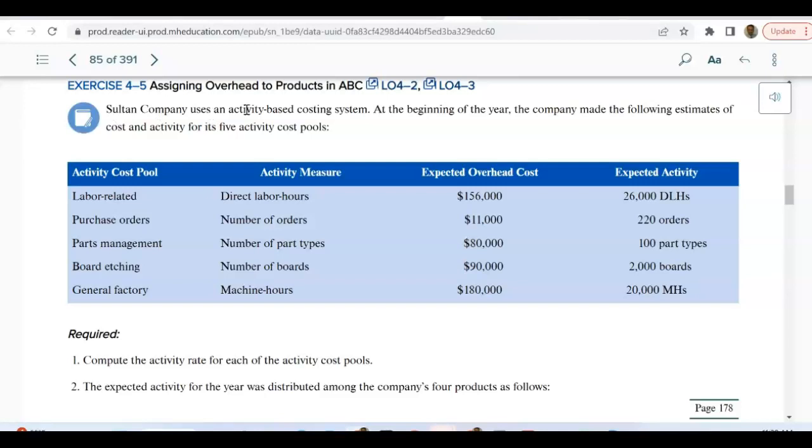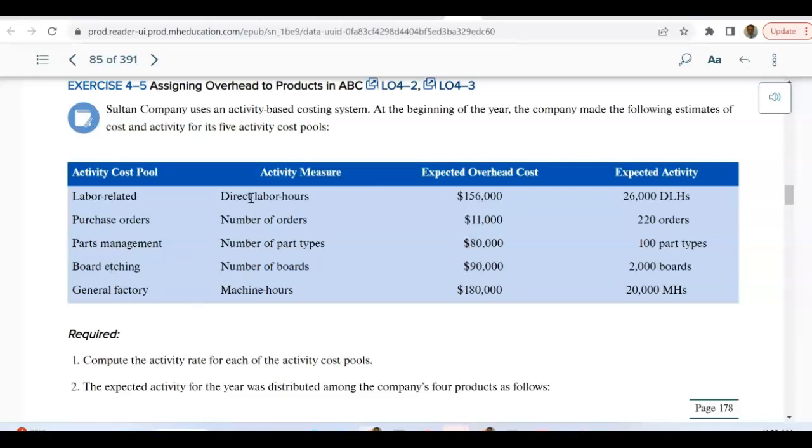The company uses an activity-based costing system. At the beginning of the year, the company made the following estimates of cost and activity for its 5 activity cost pools. So we have the labor-related cost pool, purchase order cost pool, parts, board etching, and general factory.